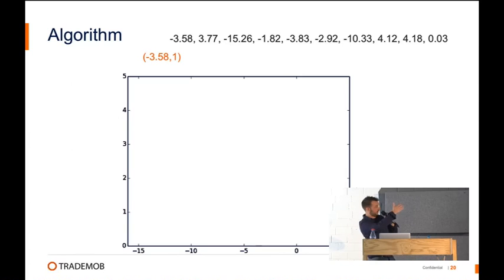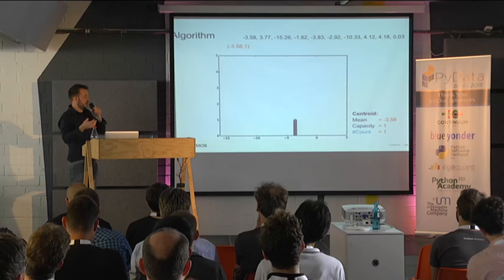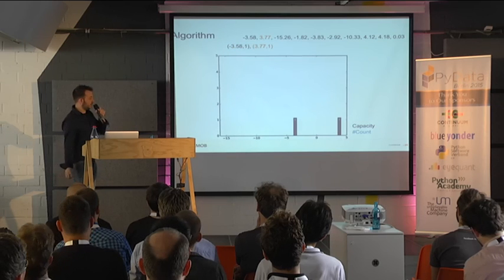So the first centroid has the mean value minus 3.58. It has a count of 1 because it's just one element, and in the beginning, it also has a capacity of 1. So that's just our first centroid. If we now move on and add the second element, which is 3.77, again, the algorithm tries to find the closest centroid, which is the only one which exists right now, but the capacity is 1. So we cannot add a new element, and that's why we have to create a new centroid object here, which looks like that.